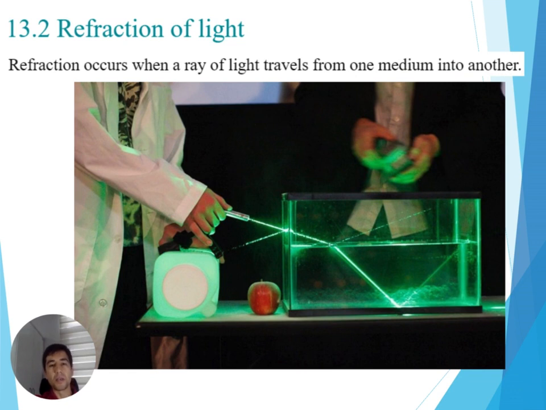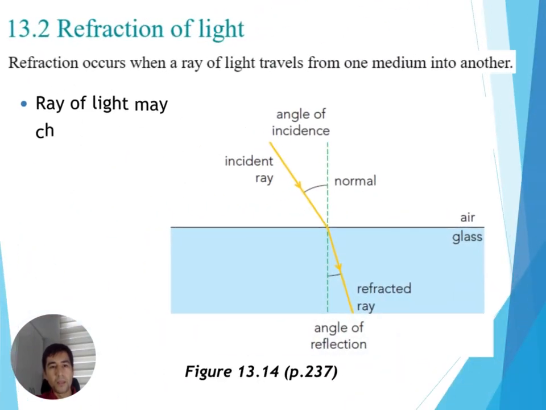So this is another example for the refraction. As you can see, a beam of green light from the laser is going from the air and passing into the water. When passing, as you can see, it is clearly changing the direction. So what is happening? This is a good example for the refraction. Let's continue now.